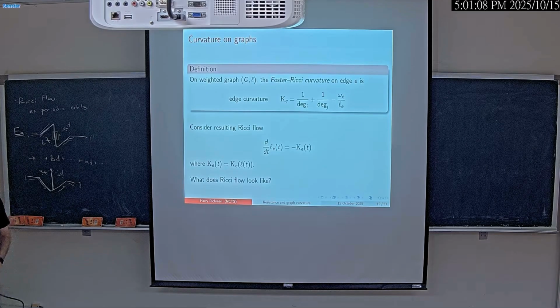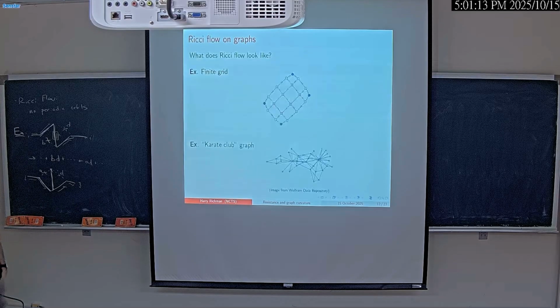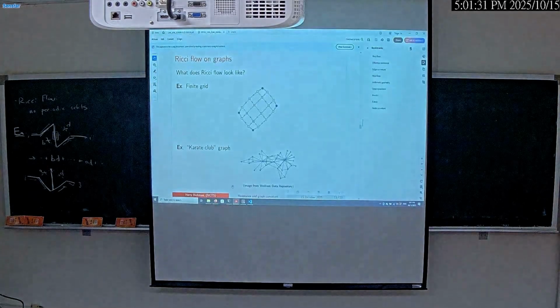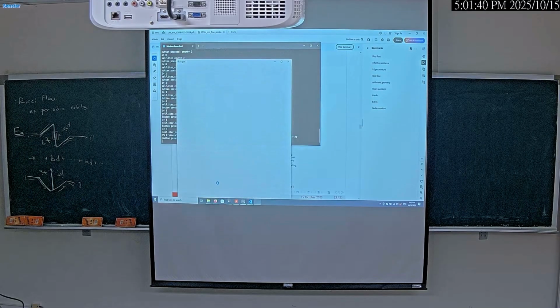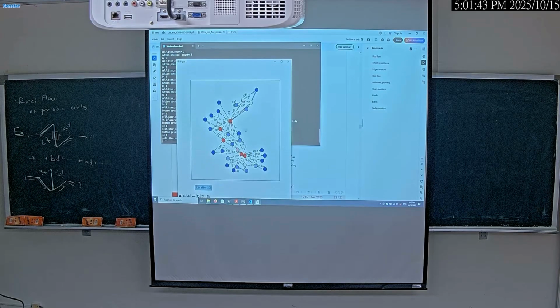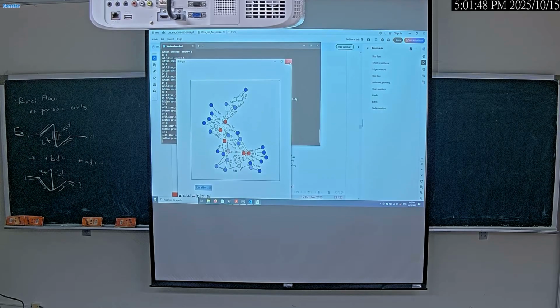Right, so now we can ask, under this definition of Ricci flow, what should happen to some example graphs. We'll look at two examples. One, a regular finite grid, and then another network, this Zachary's karate club graph that comes from sociology. And I can show a demonstration. I used Python to implement this Ricci flow under some choice of finite step size.